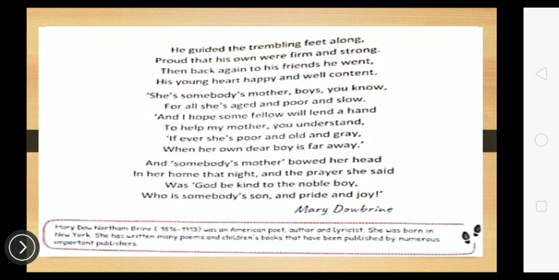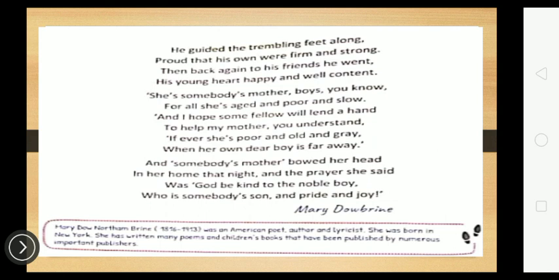Mothers' quality is that they will always be praying for their child, for their well-being and for all their good fortune. Similar was the condition with that woman also, somebody's mother. She bowed her head and prayed to God for the well-being of this kind and noble boy. So this kind and noble boy is used for that young boy who helped somebody's mother.